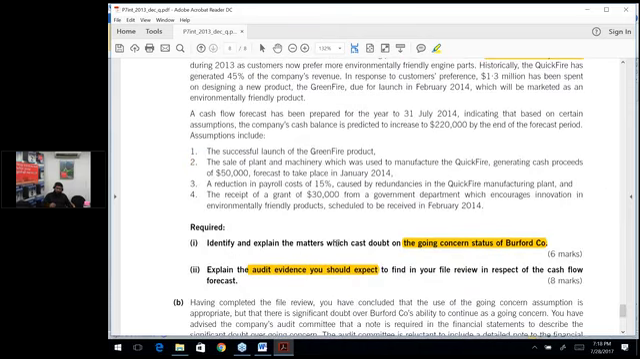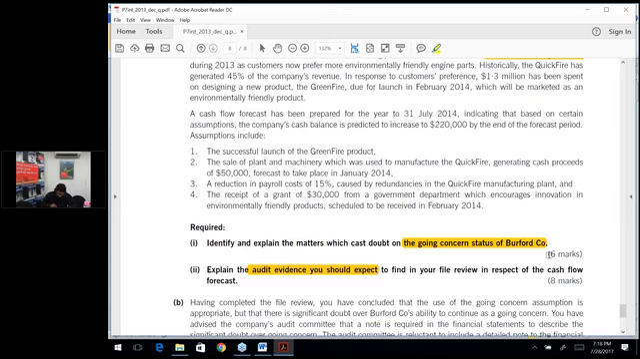So basically, we've gone through the matters which cast doubt on the going concern status of Burford company. Now, let's have a quick discussion about the audit evidence that you would expect to find in your file review in respect of the cash flow forecast. Let's talk about it.